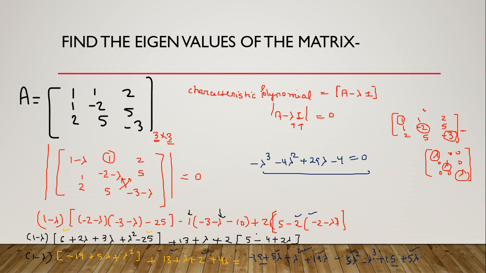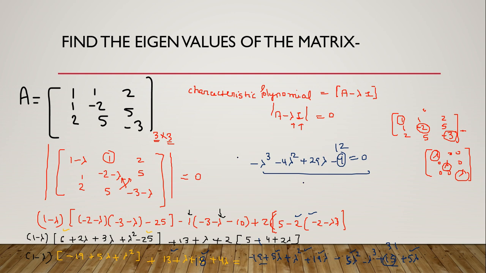5 minus minus is plus 4. So 5 and 4, 9. 9 twos are 18 should be here. So when 18 is here, 18 and 13 will become 31. Right? So this will be 31. So this is not 15, this is 31. Correct? Now 31 minus 19 is 12.